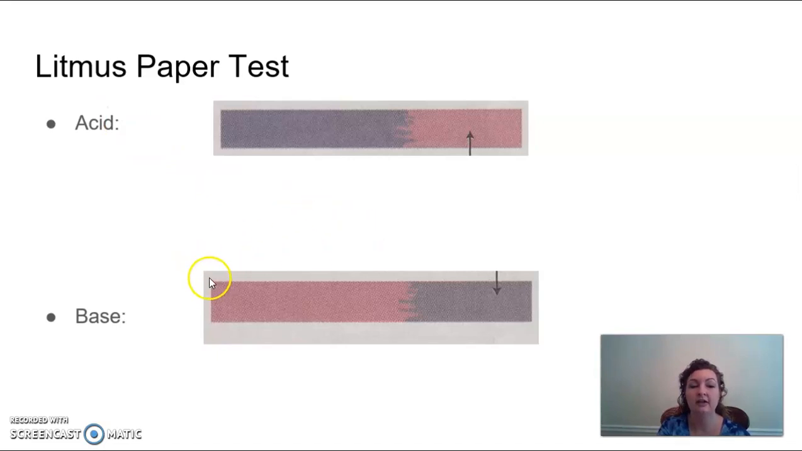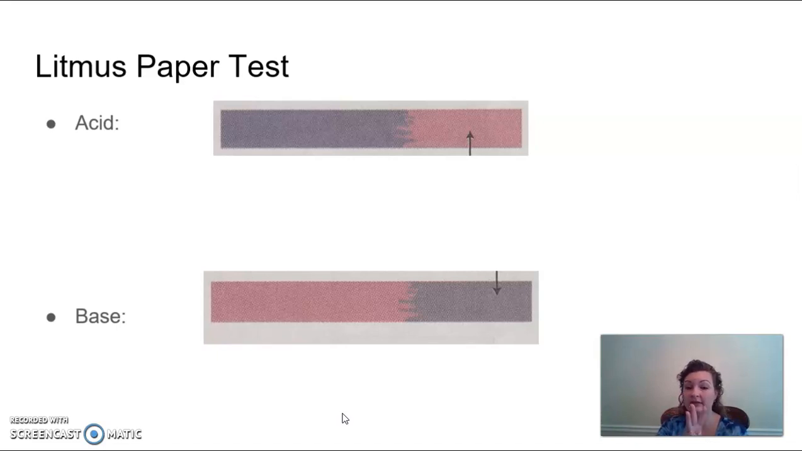Now, if you take a red strip of litmus paper that looks like this originally, even though I know it looks pink, we call it red, and you dip it into a substance and it turns blue, that means that it is a base, okay? So I remember this because if it turns blue, blue starts with B, base starts with B, and that's just been my way of remembering it. Hopefully it will help you, okay? So this is another way to determine the pH of those household substances.